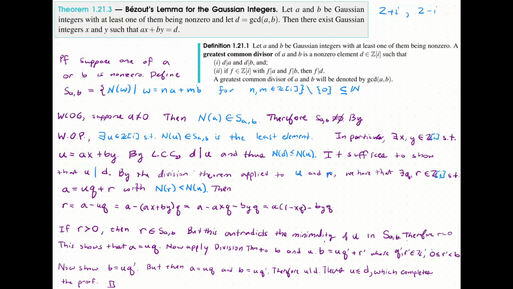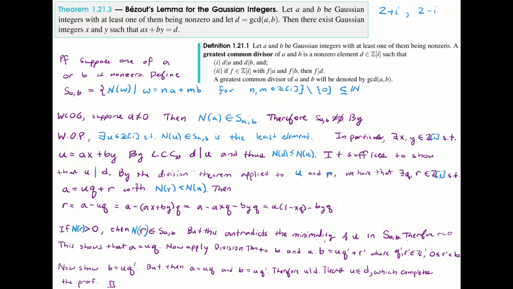Now we go ahead and write r as equal to a minus u times q. Go about the same expansion we did back in the original proof of Bezout's lemma, and all of this continues to hold. And now what we have is that if the norm of r is greater than 0, we are going to have that r is going to be in here. And so that's the key change, that now we want to replace this statement here with norm of r. But now norm of r being greater than 0, r is a Gaussian integer, so we need that to be the norm of r. So we have norm of r is in this set S of a comma b.